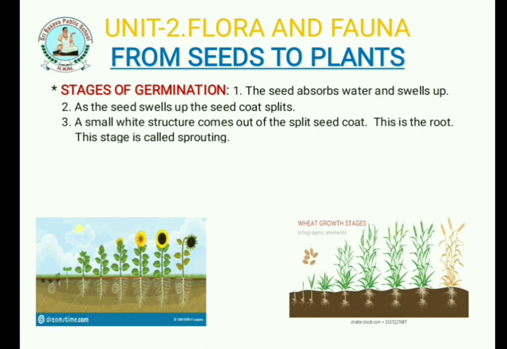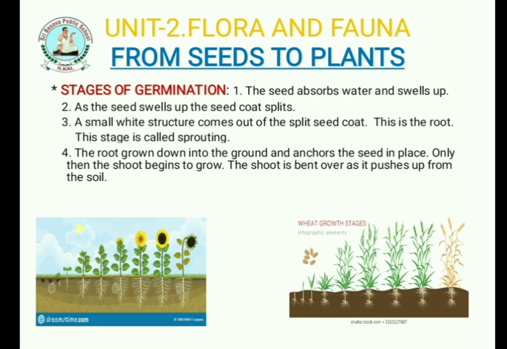Okay, so next point, the root grows down into the ground and anchors the seed in place. Only then the shoot begins to grow. The shoot is bent over as it pushes up from the soil. See here, the root grows down into the ground and anchors the seed in place. Anchor means it is held within the soil.